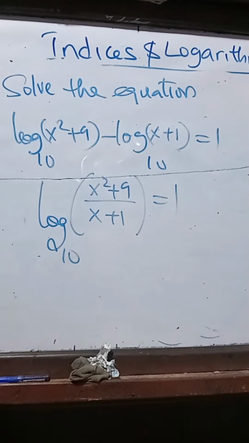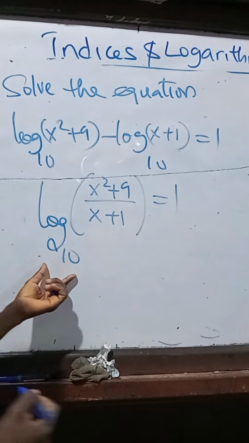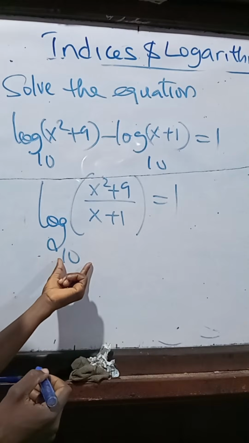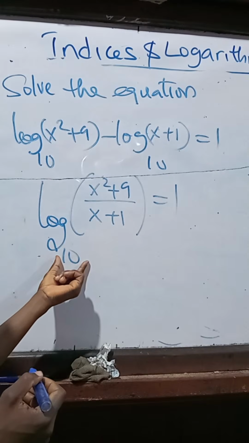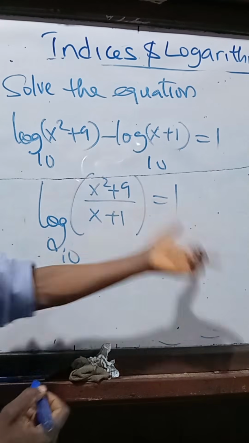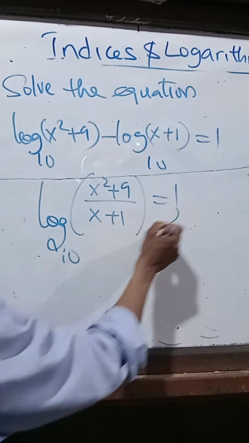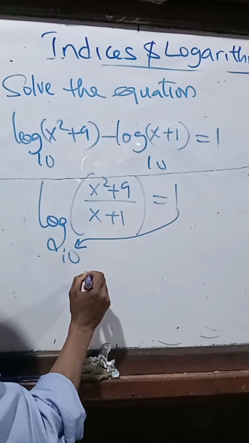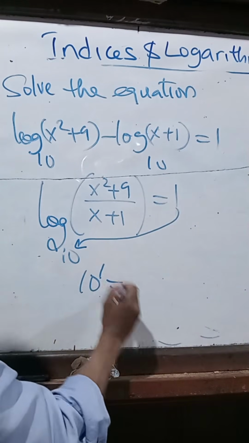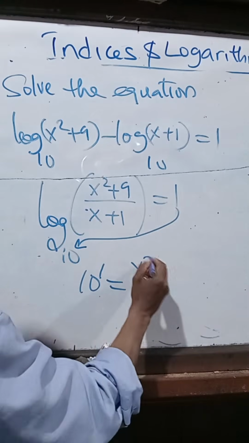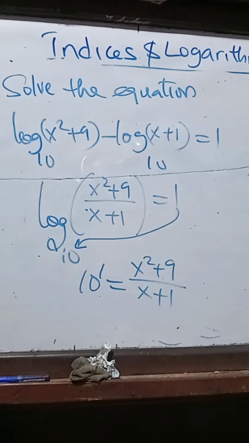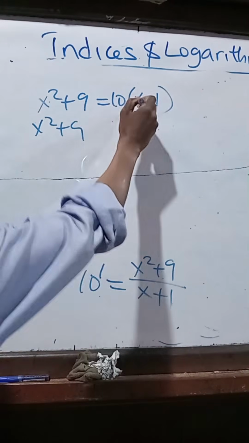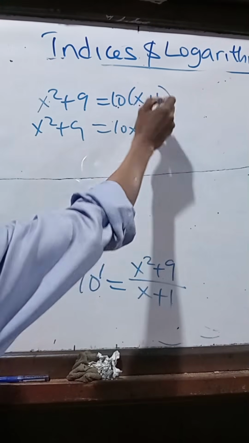equal to 1. And I've told us that when you have a logarithm function, you can transform it to exponential form. This one will come on top here. That will be 10 to the power 1 equal to this function, x squared plus 9 all over x plus 1. Then cross multiply, this one times this one, this one times this one.